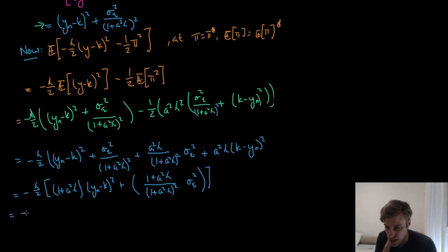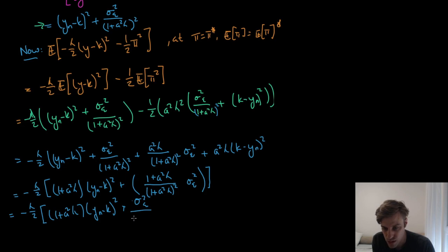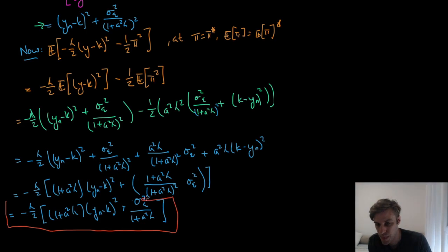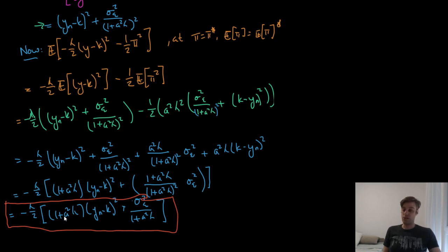So I could write this as minus lambda over 2 times. I mean, I guess let's just not do anything clever. Let's just leave it. This is what we get. 1 plus a squared lambda yn minus k squared plus sigma squared epsilon over 1 plus a squared lambda. There you go. Boom. Done. Draw a happy box. Whoops. So, oh, good gravy. That's long.